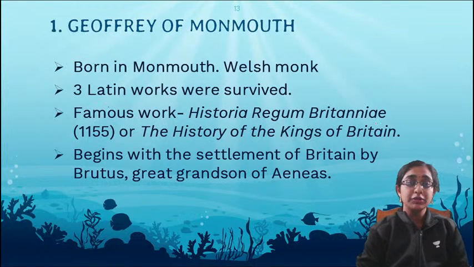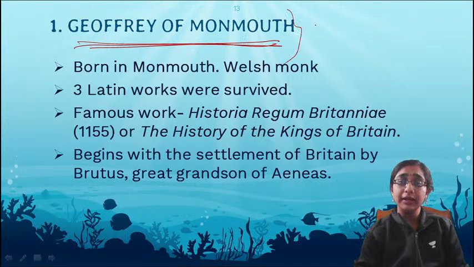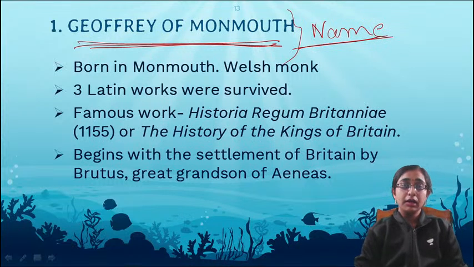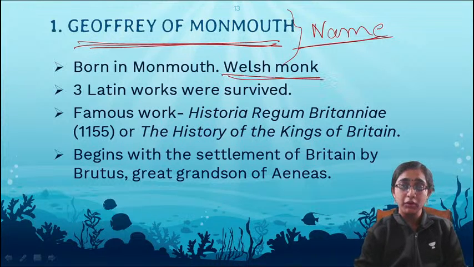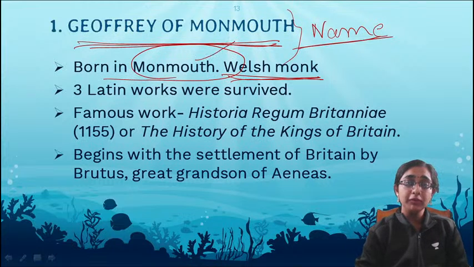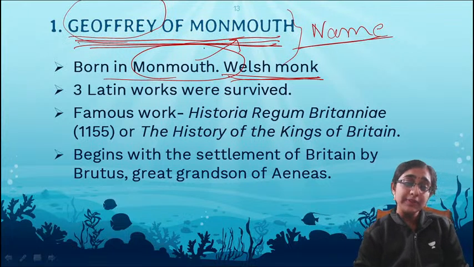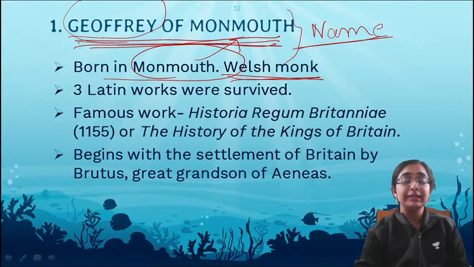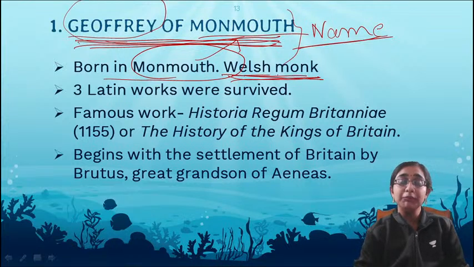So now, first of all, we will talk about the chronicles. The first important chronicle: Geoffrey of Monmouth. Geoffrey of Monmouth is actually the name of the chronicler. Now, who was Geoffrey of Monmouth? He was a Welsh monk born in Monmouth. Monmouth was the name of the place, and from there the name Geoffrey of Monmouth came. His name was Geoffrey, but as he was born in Monmouth, he was called Geoffrey of Monmouth. And he was a Welsh monk.